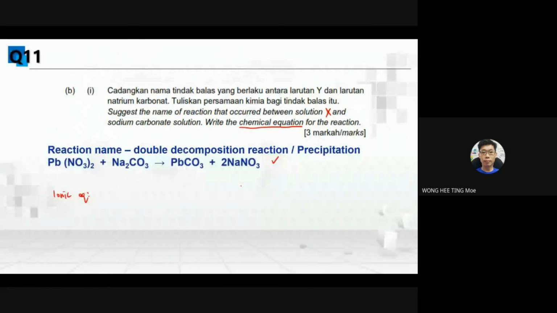So this is the ionic equation. Now we focus on the insoluble, the solid one, and the aqueous solution, the solution one.